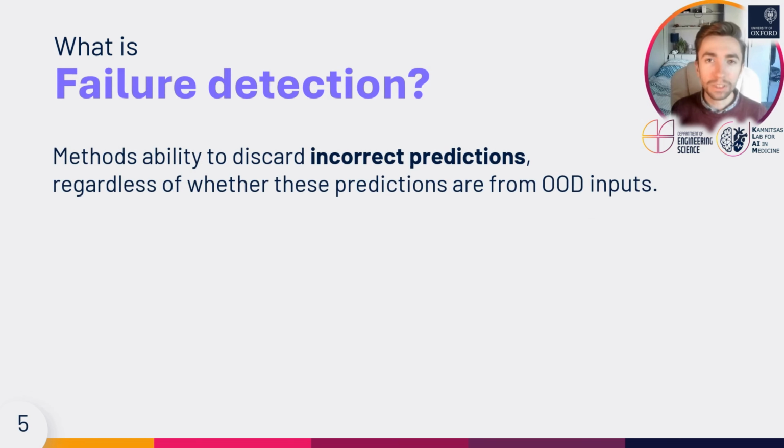There is a growing body of work which is arguing that the outer distribution detection framework does not effectively detect errors. They instead propose evaluating methods on their ability to discard incorrect predictions, regardless of whether they're from OD inputs.